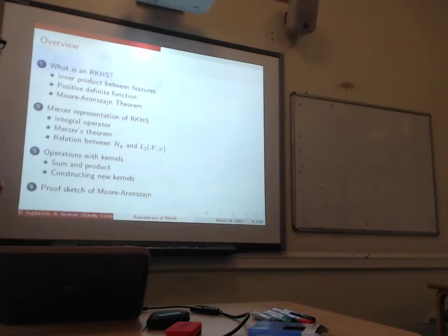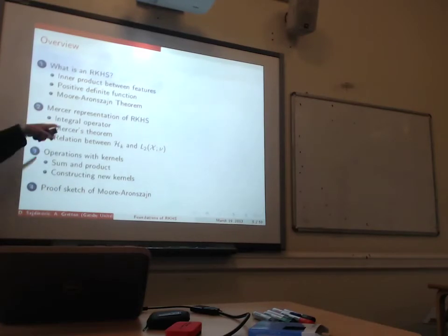We're now going to press on and further discuss what we mean when we say inner product between features, and then see the third notion of a kernel, and that's in terms of just positive definite functions. So all three will turn out to be equivalent by virtue of the Moore-Aronszajn theorem, which we will, if there's time, sketch the proof of towards the end. Then we'll discuss another way to interpret reproducing kernel Hilbert spaces in terms of Mercer's theorem.